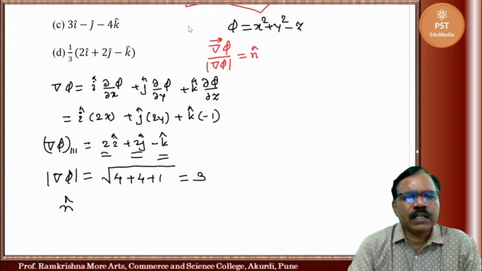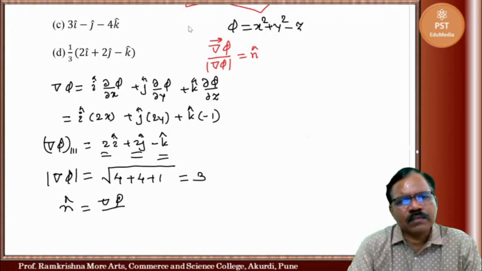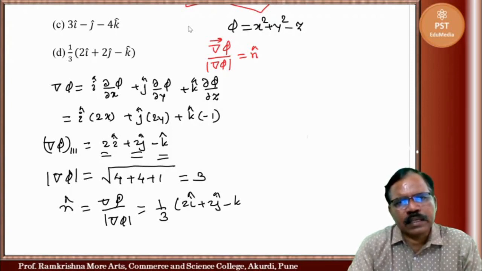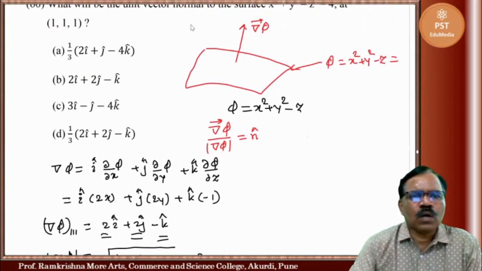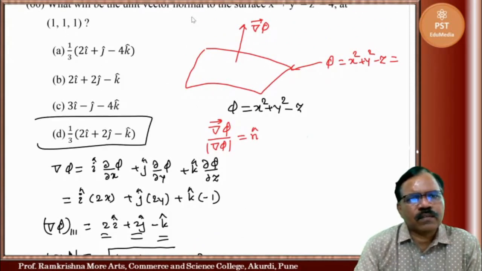So the unit vector normal to the surface at point 1 1 1 is del phi upon magnitude of del phi. So you will get 1 by 3 times 2i plus 2j minus k. So 1 by 3 times 2i plus 2j minus k. So this one is the answer.